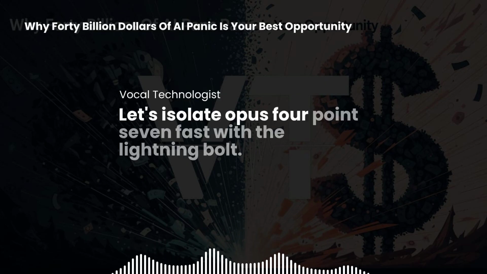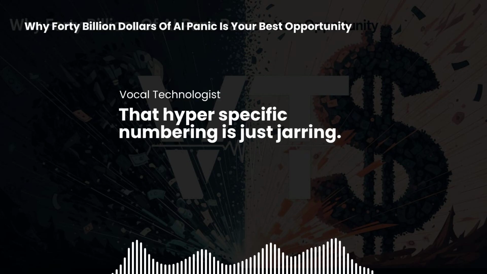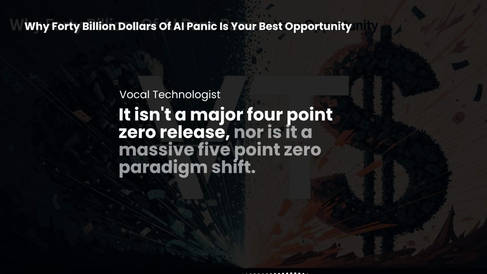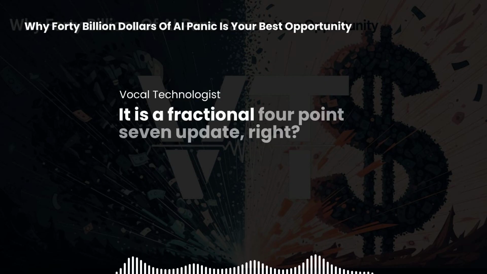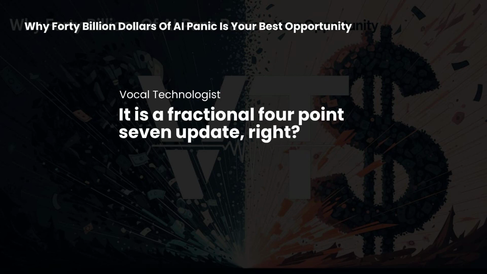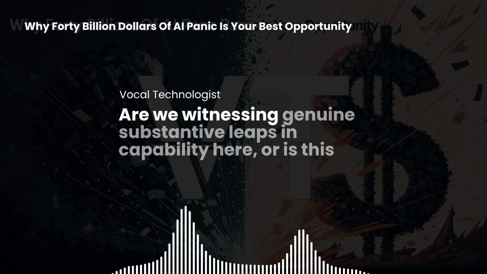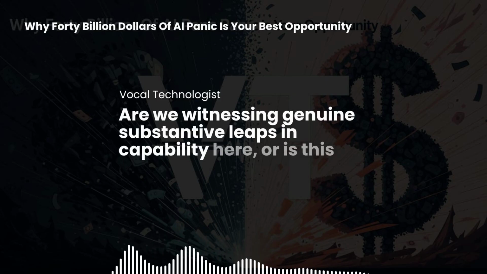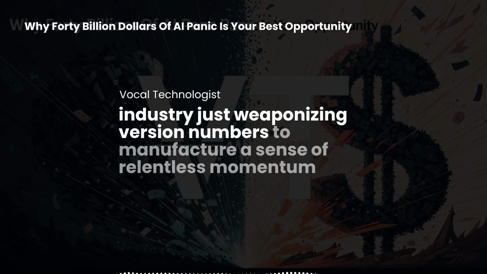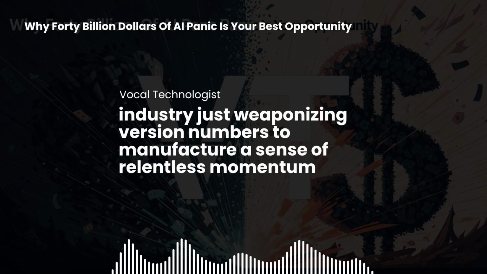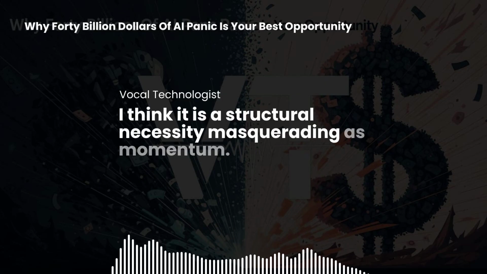Let's isolate Opus 4.7 Fast with the lightning bolt. That hyper-specific numbering is just jarring. It isn't a major 4.0 release, nor is it a massive 5.0 paradigm shift. It is a fractional 4.7 update. Right. And it is explicitly branded as fast. Are we witnessing genuine substantive leaps in capability here? Or is this industry just weaponizing version numbers to manufacture a sense of relentless momentum for an audience that expects daily news? I think it is a structural necessity masquerading as momentum.